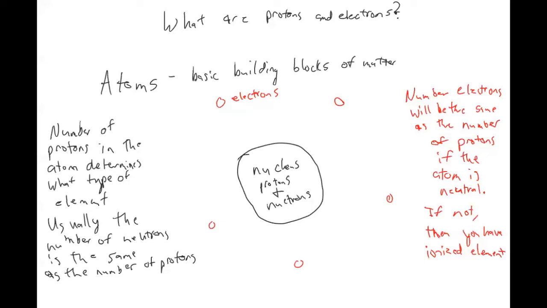So if you want to take some element and give it a positive or a negative charge, the only way that you can do that is by adding or removing electrons. If you add or remove a proton, then you no longer have the same element and you're doing nuclear fusion or fission reactions, and that's a completely different kettle of fish. So in this class, the only way that we are changing the charge of something is by either adding electrons to the object or taking electrons away from the object.